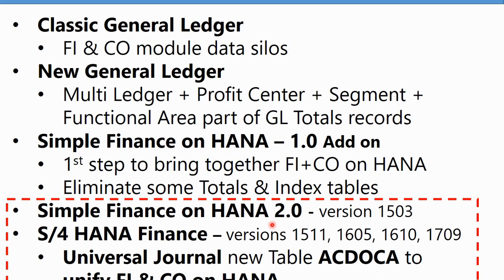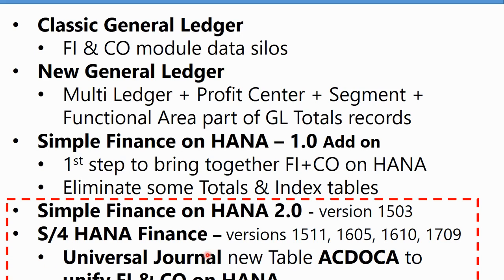Then we got to Simple Finance 2.0. This was version 1503, just in case you see any of this in documentation. But then we quickly moved on to S/4HANA Finance, which is the new name instead of calling it Simple Finance. These versions, you'll typically see numbers like 1511, 1605, 1610, and remember 15, 16, 17 denotes the year of the release. And the Universal Journal table, ACDOCA, accounting document actuals, unified FI and CO on HANA. And then we eliminated more totals and index and CO tables, and we'll go through those details.